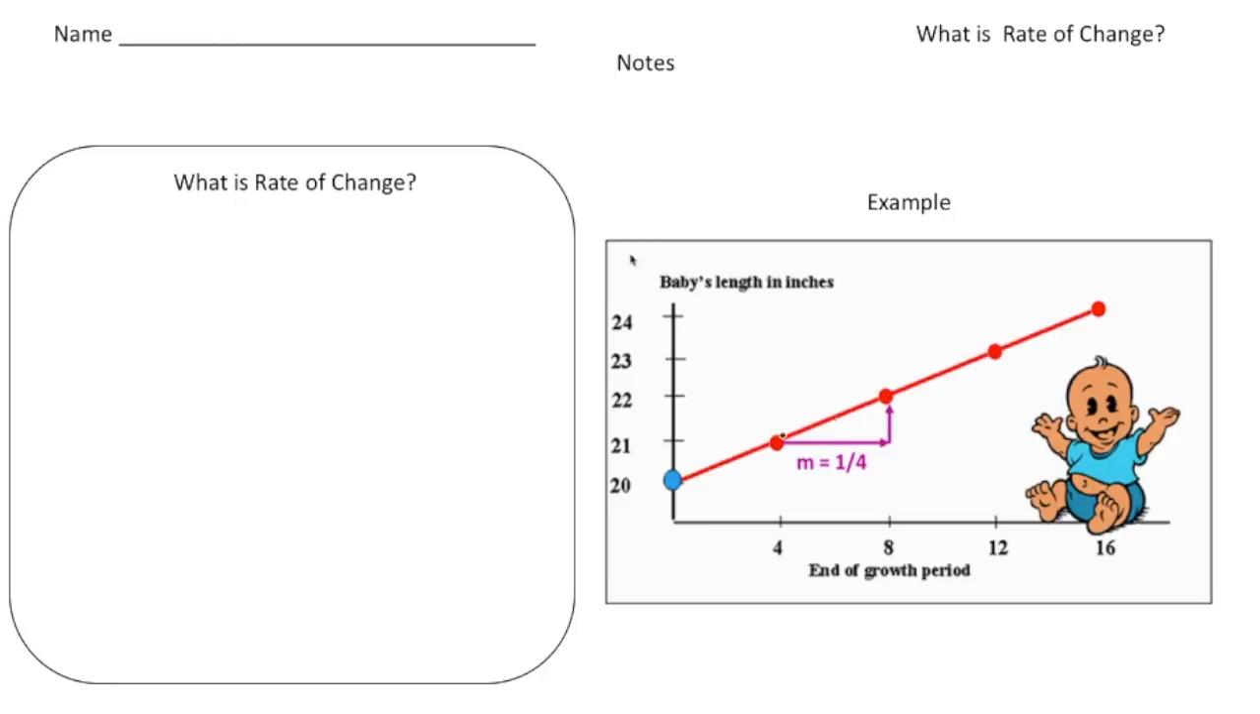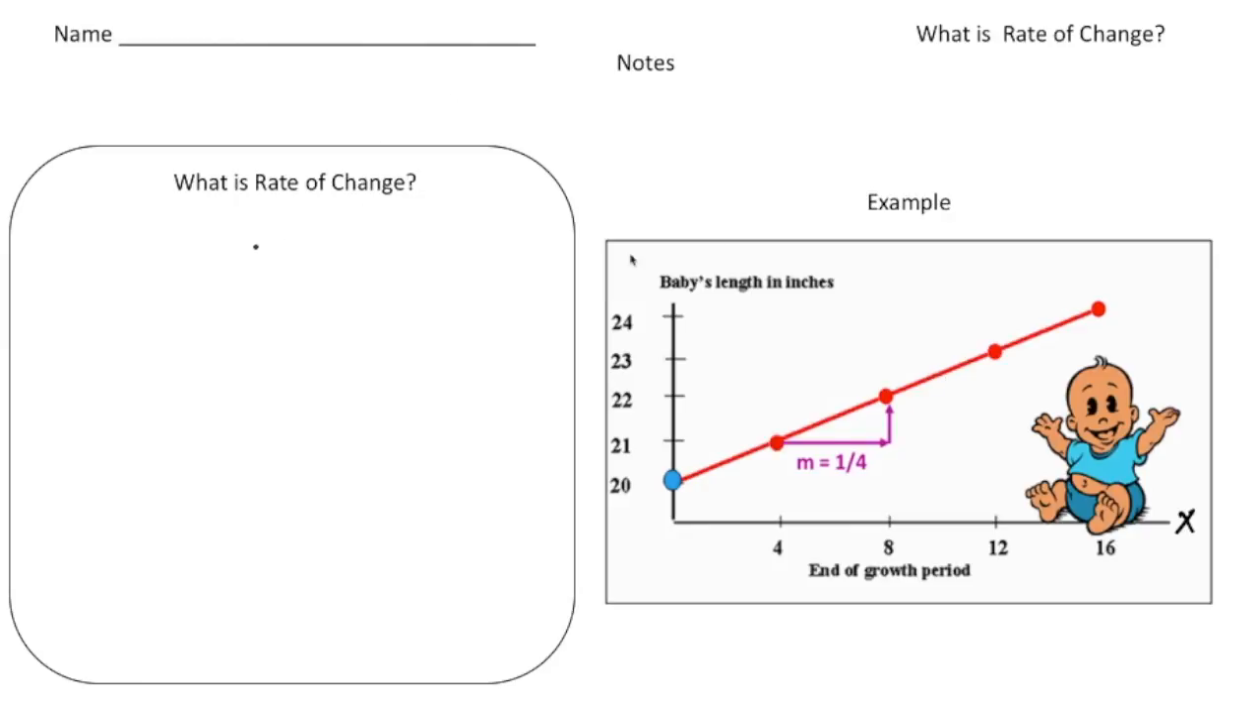Take a look at this little diagram here. Here we have the growth of a baby. The x-axis shows the length of the growing period, so 4 months, 8 months, 12 months, and 16 months. And the y-axis shows the baby's length in inches. And obviously it's increasing. So what is rate of change?